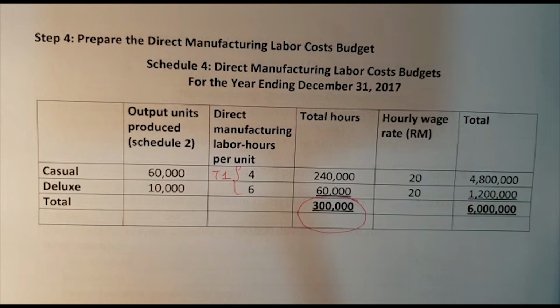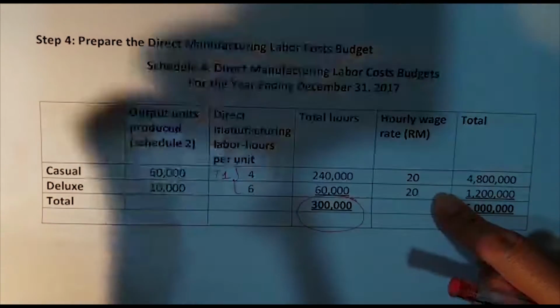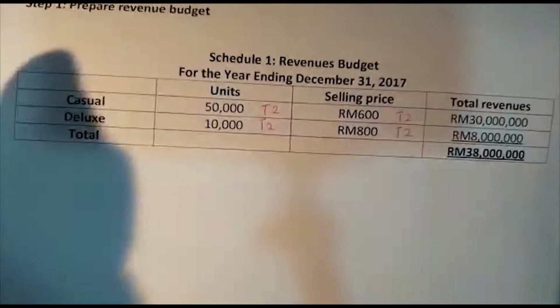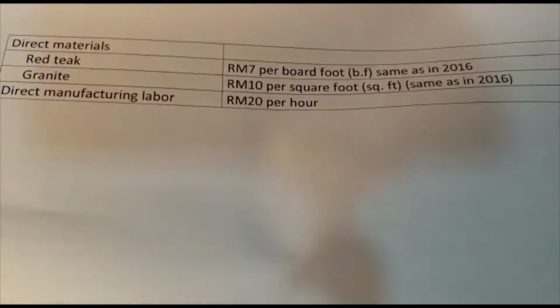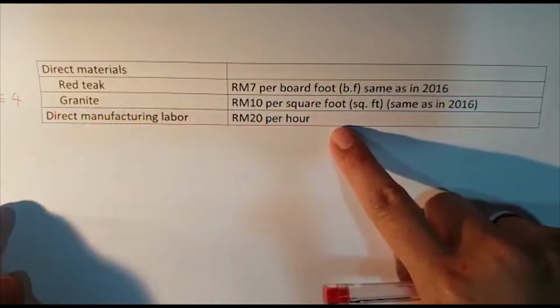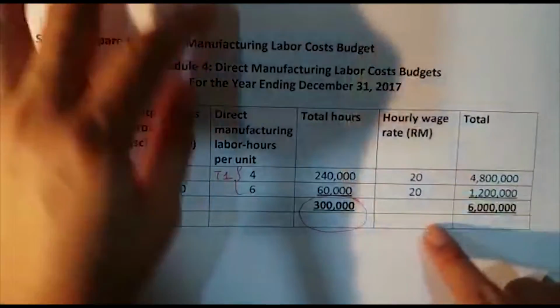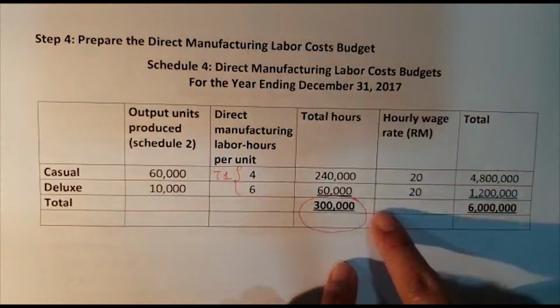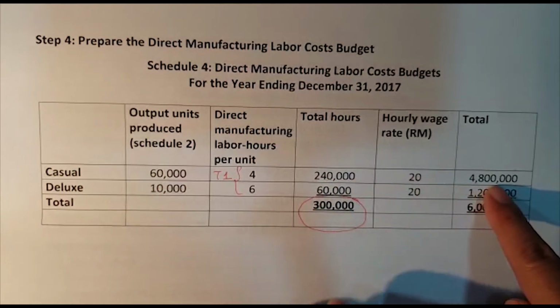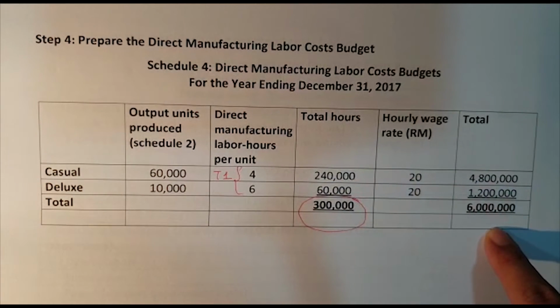overhead calculation later on. And the hourly rate is 20, and this is also given in table 4. So direct manufacturing labor as in table 4 is 20 per hour, so we have to put 20 here, and we multiply 240,000 times 20, and we get this figure, and the total is about 6 million.